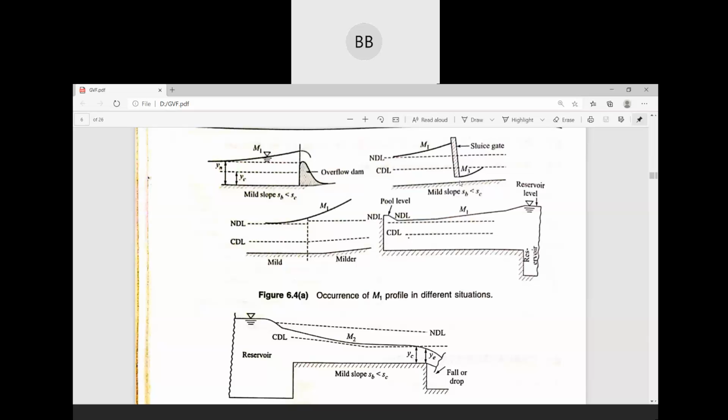Here also, if we use a sluice gate, this is zone 1, this is zone 2, this is zone 3. In upstream, it will be M1 because it will be gradually increasing. And if we open, then there will be, you can say, a hydraulic jump which starts from zone 3. Then it will increase. So that profile here will be M3.